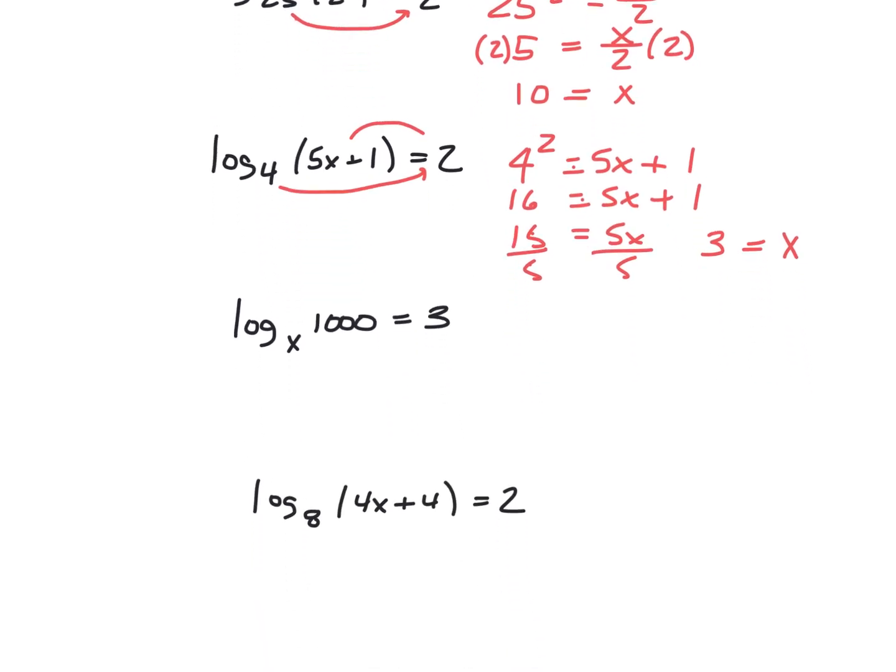Here the base is a variable, so I'm going to have x to the third power is equal to 1,000. To undo that third power, you could do the cube root of both sides. And the cube root of 1,000 is 10.